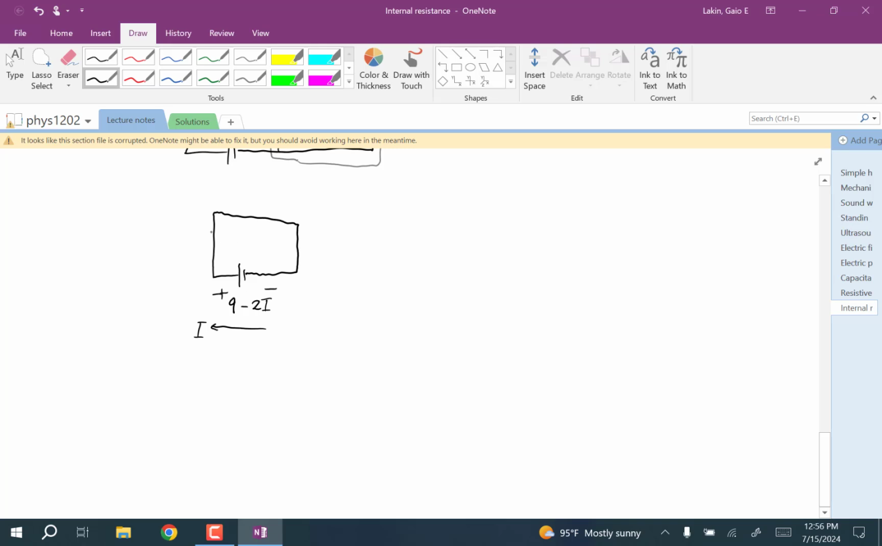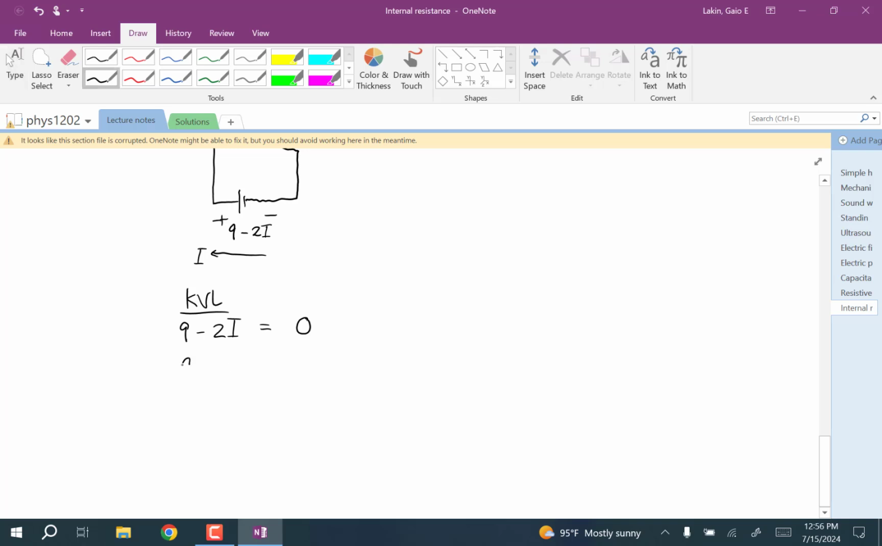And so the current law in this case doesn't give us anything useful, but the voltage law tells us that 9 minus 2I, the voltage rise, is equal to, there are no voltage drops. And so 9 is equal to 2I. And so I is equal to 4.5 amps, which is probably lower than a realistic internal resistance. So that's still a really big current, but it's a lot smaller than infinite current.